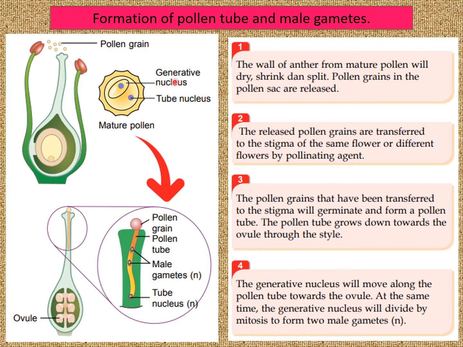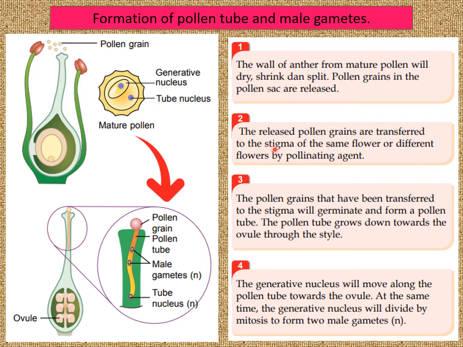Formation of pollen tube and male gametes. Look at these diagrams. This diagram shows the pollen grains. This is the anther, the male reproductive organ, and this one is the stigma, the female reproductive organ, and this one is the pollen grains, the matured pollen grains. We look at number 1. The wall of the anther from matured pollen will dry, shrink, and split. The pollen grains in the pollen sac are released from the anther.